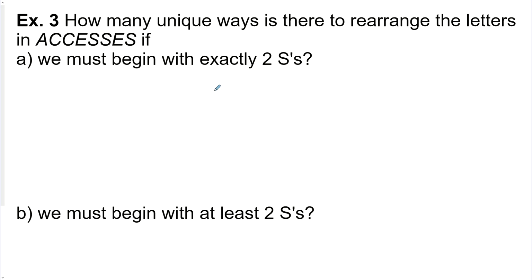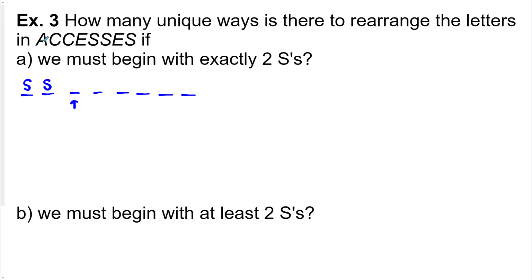How many unique ways is there to arrange the letters in ACCESSES if we must begin with exactly 2 S's? So there's 8 letters here, so we'll just draw this out. 1, 2, 3, 4, 5, 6, 7, 8. And we want to begin with exactly 2 of the S's. Now that means that this one cannot be an S, or then we begin with 3 S's.